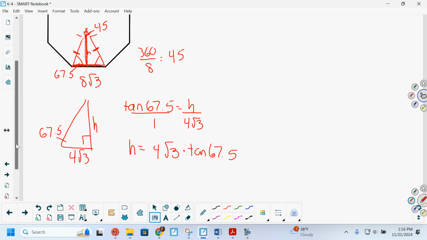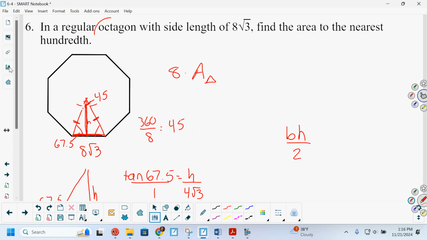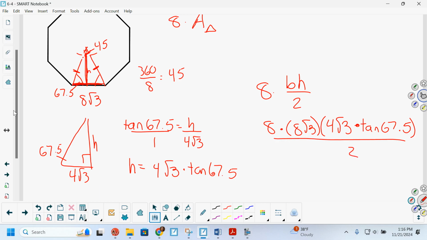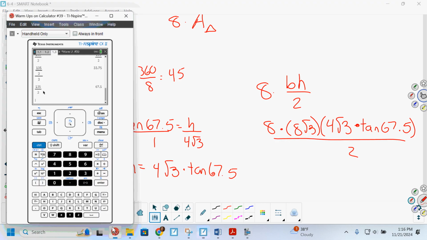That is the height of this triangle right here. And I have the base. So base times height divided by 2. And how many triangles are there? 8. So 8 times my base, which is the 8 radical 3, times the height, which is the 4 radical 3 times the tangent of 67.5, all divided by 2. What do we get?